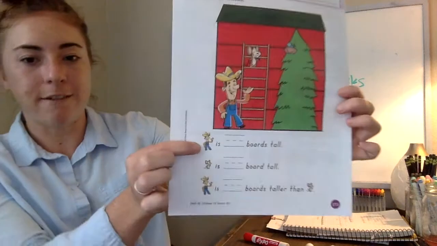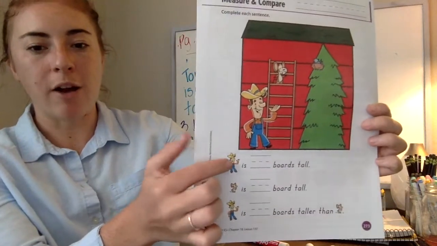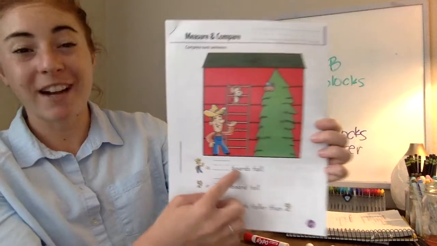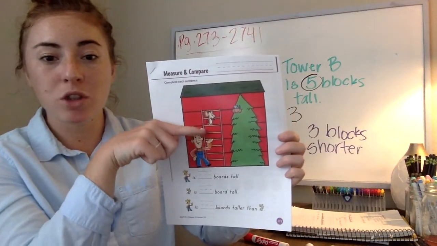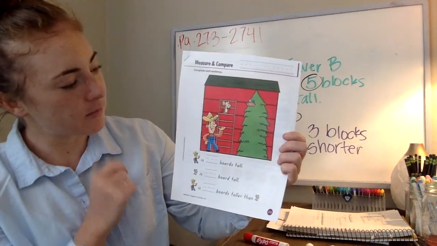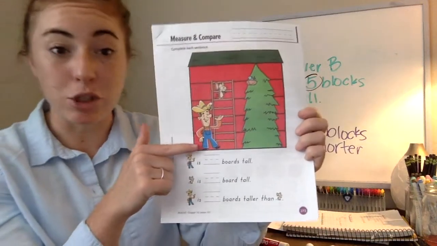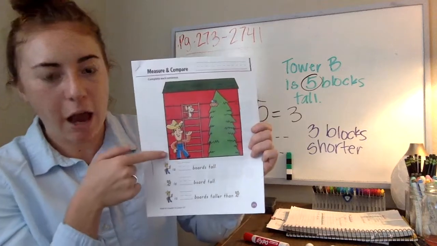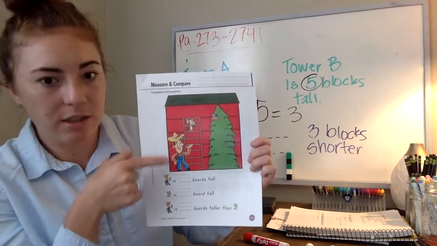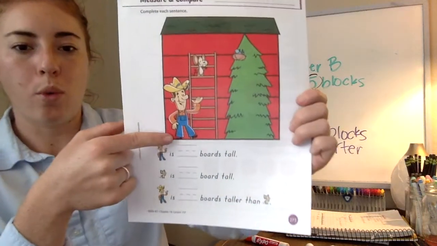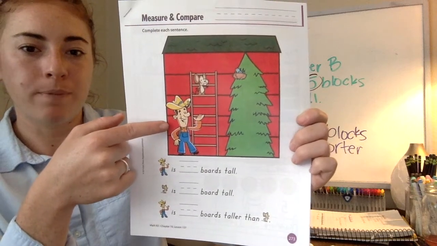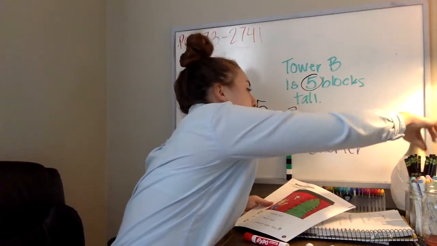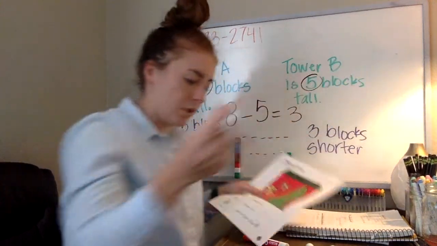So let's look at Farmer Brown. Farmer Brown is boards tall. So we need to find out how many boards tall Farmer Brown is. Let's start from his toes and count all the way to the top of his hat. How many red boards tall is he? 1, 2, 3. Farmer Brown is 3 boards tall. So you're going to write 3.